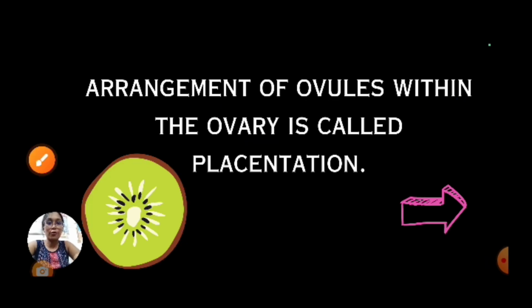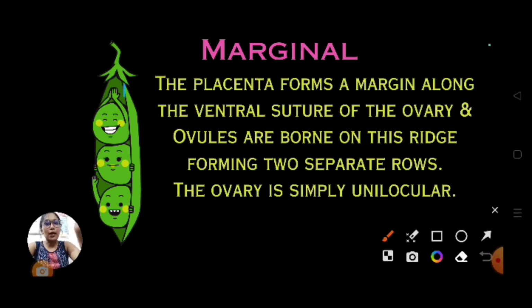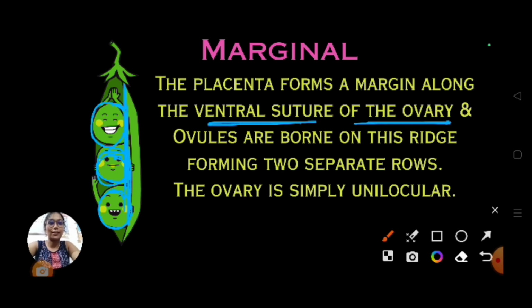Let's see different types of placentation. The first type of placentation is the marginal placentation. Marginal placentation means it is within the margin. Suppose in the pea plant, within the margin the peas are attached. So let's read it. The placenta forms a margin along the ventral suture of the ovary. The margin is towards the ventral suture of the ovary.